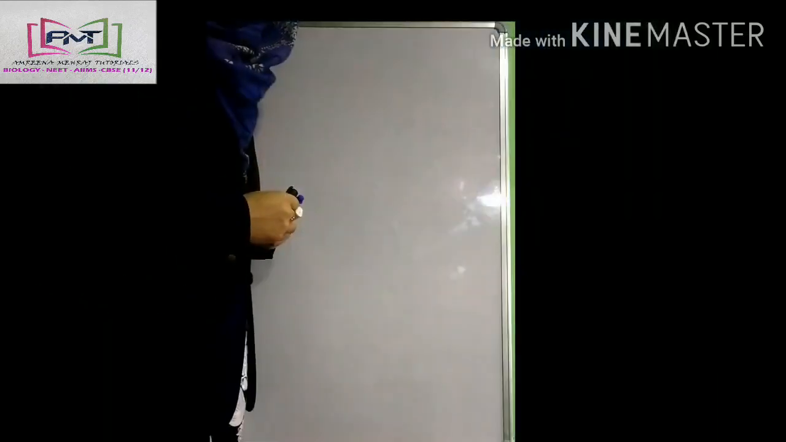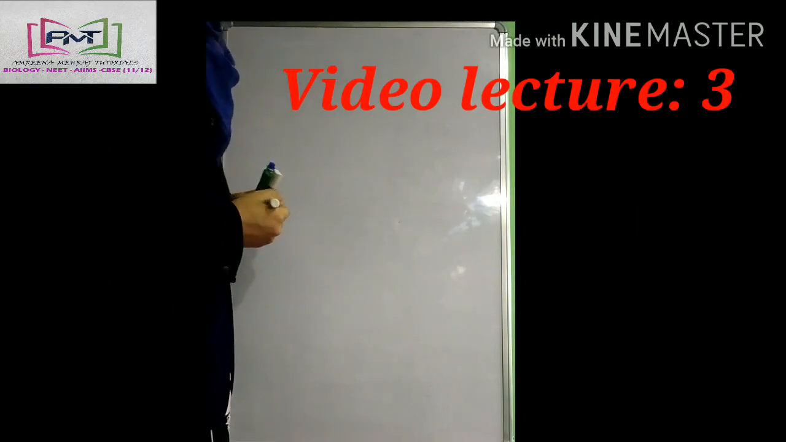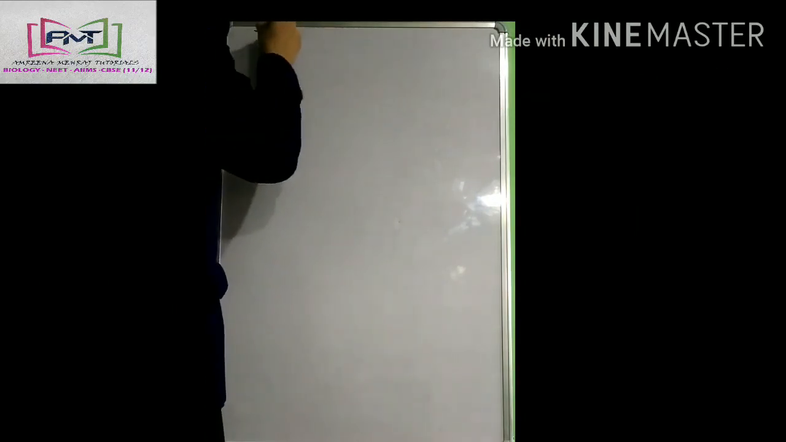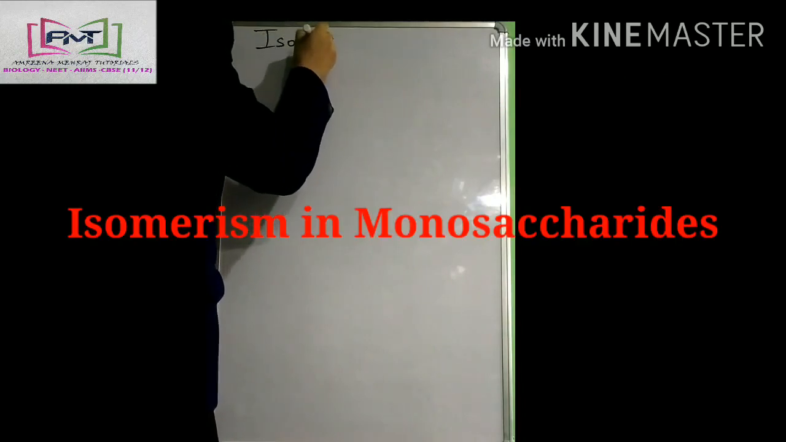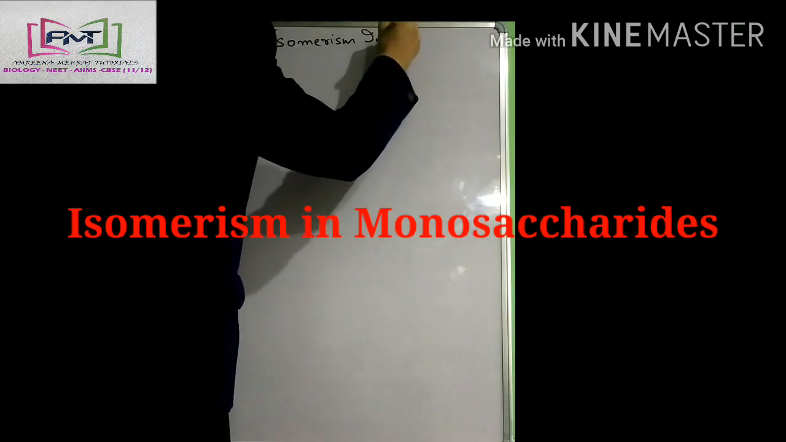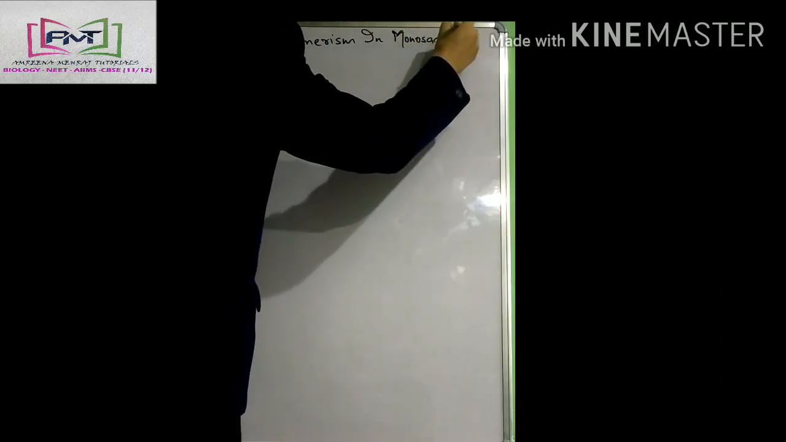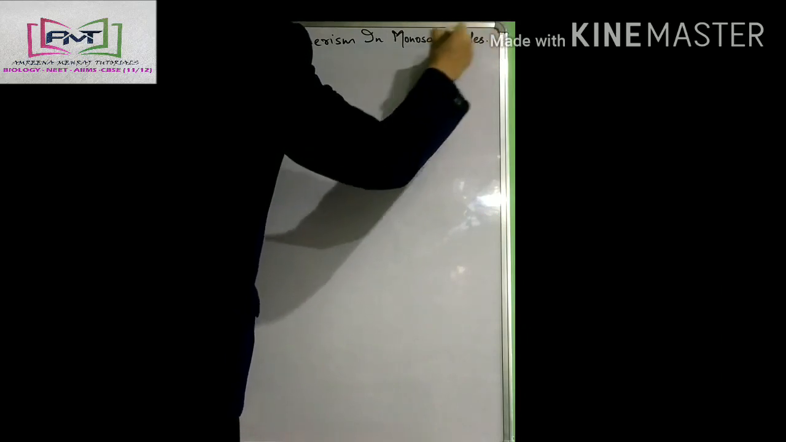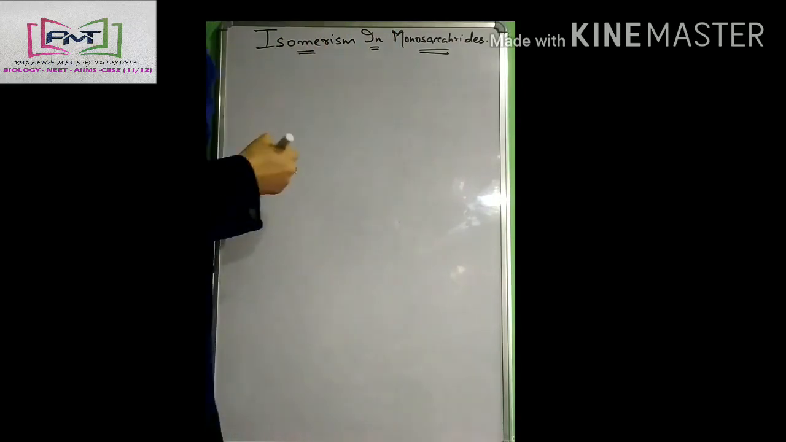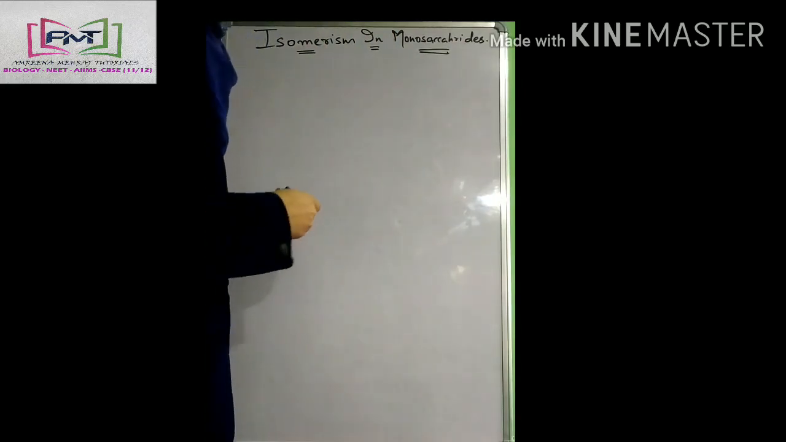Let's get started. So continuing our topic, we're going to continue carbohydrates. And our topic for today is going to be very important. It's isomerism in monosaccharides. This is very important, and it will be helpful for chemistry also. And you will get a bit of physics also over here.